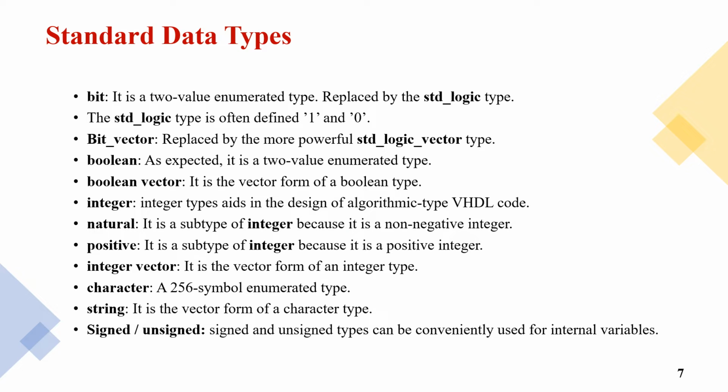Standard data types of VHDL include bit or std_logic. Std_logic is used for defining just one bit, 0 or 1. Then bit_vector or std_logic_vector, boolean_vector, integer, natural, positive, integer_vector, character, string, and signed or unsigned values.